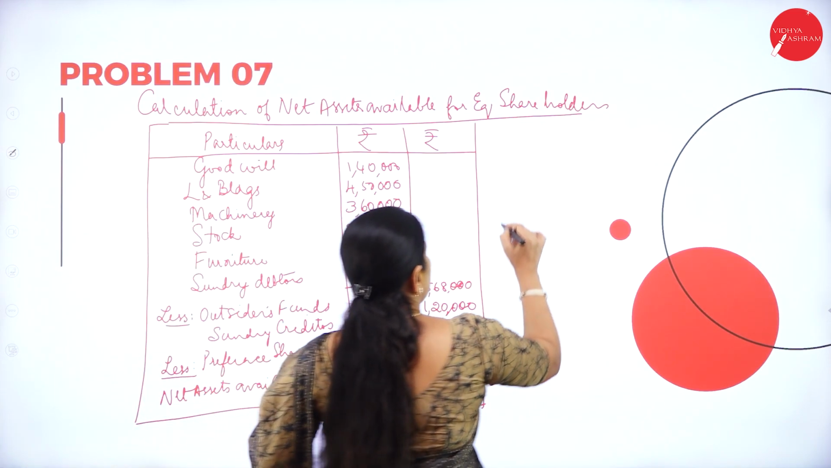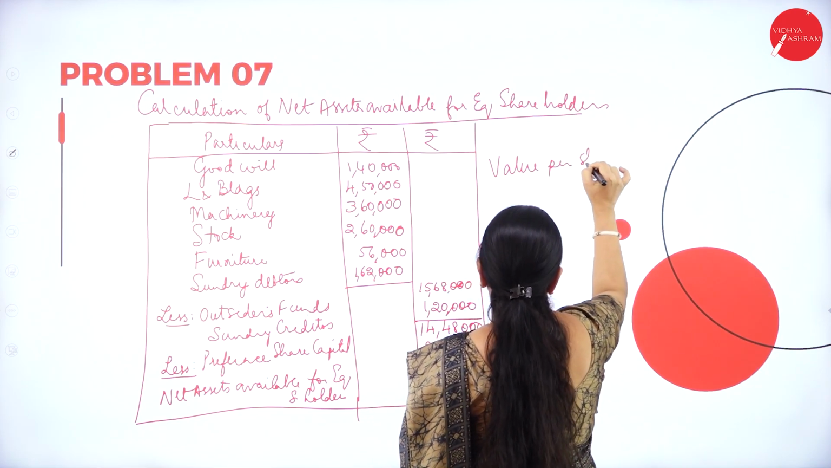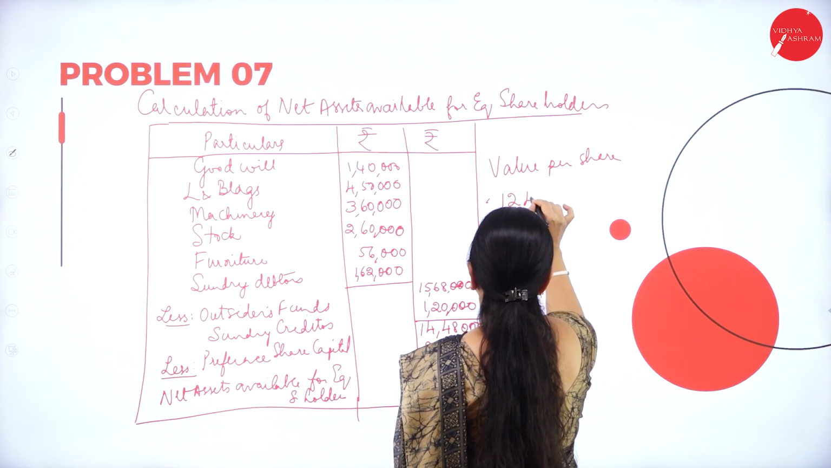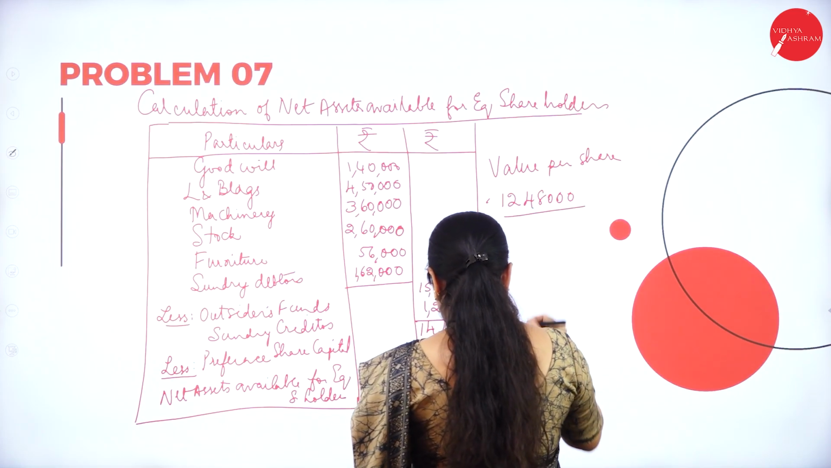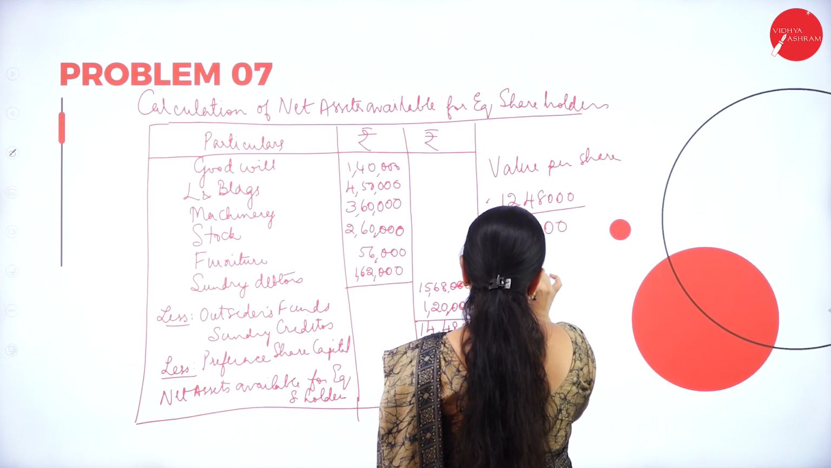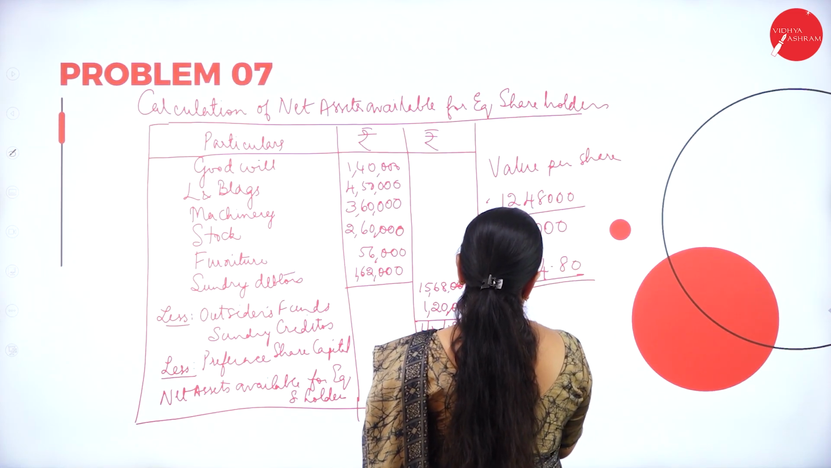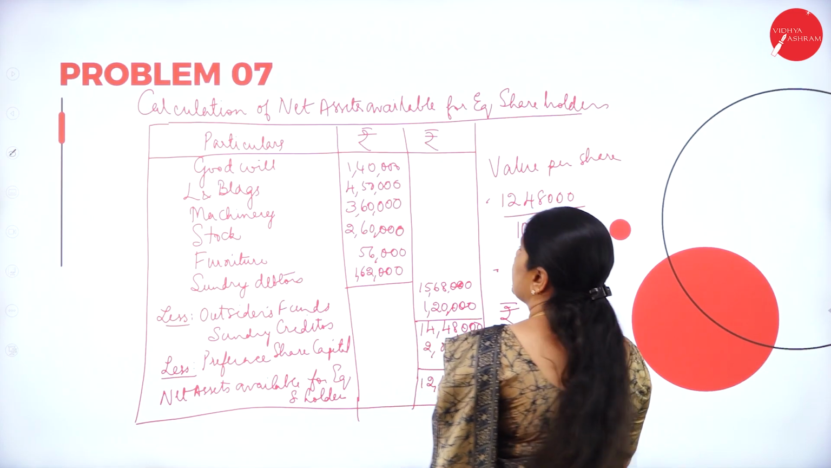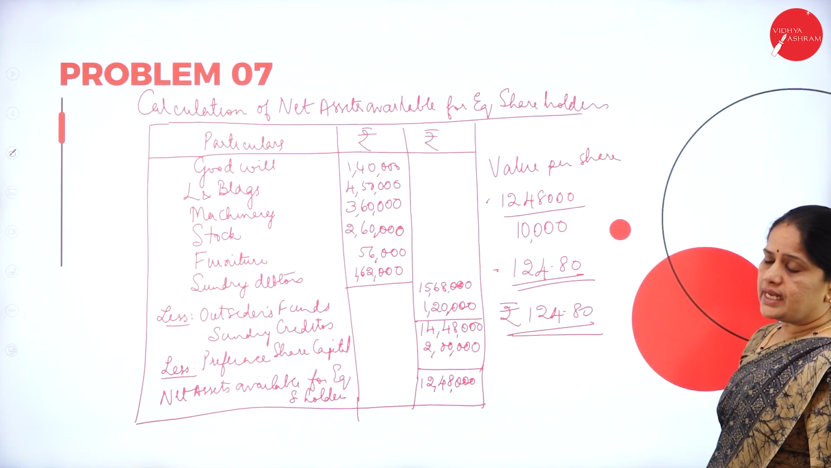12,48,000. Now, the value per share equals 12,48,000 divided by 10,000. So, it will be 124.80. So, rupees 124.80. So, the value per share is 124 rupees 80 paisa.